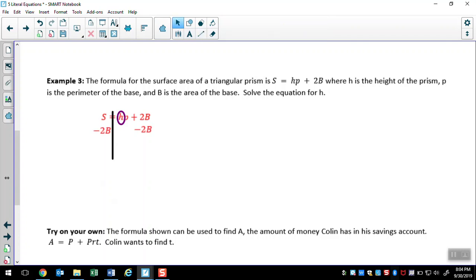All right, so now that I've done that, I now have S minus 2B equals HP. All right, well now we need to solve for H. So in order to do that, we're going to divide both sides by P. When I divide both sides by P, that cancels those P's out. I've now isolated my H, and then I'm left with this. Again, I have no math to actually do. It's just moving our terms around.